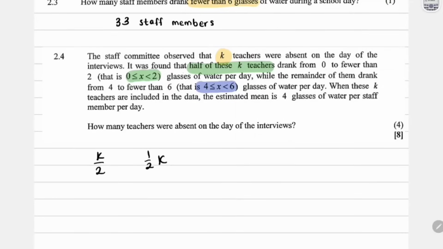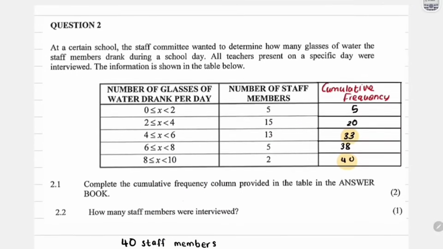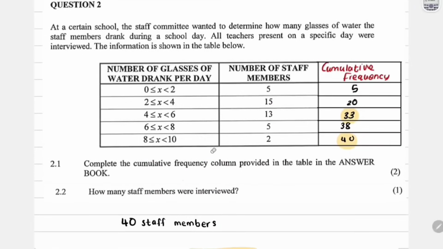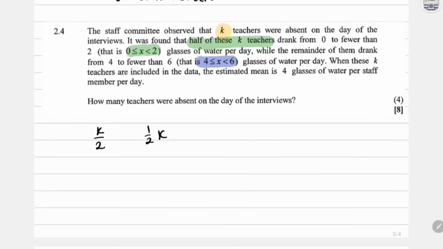So we're going to have to do some reconstruction with the data that we have. We're going to have to add to certain staff members here. And what they tell us is, when these K teachers are included in the data, the estimated mean is 4 glasses of water per staff member. So they tell us exactly what the estimated mean is when we finally add the missing teachers. And now the question is, how many teachers were absent on the day of the interview?